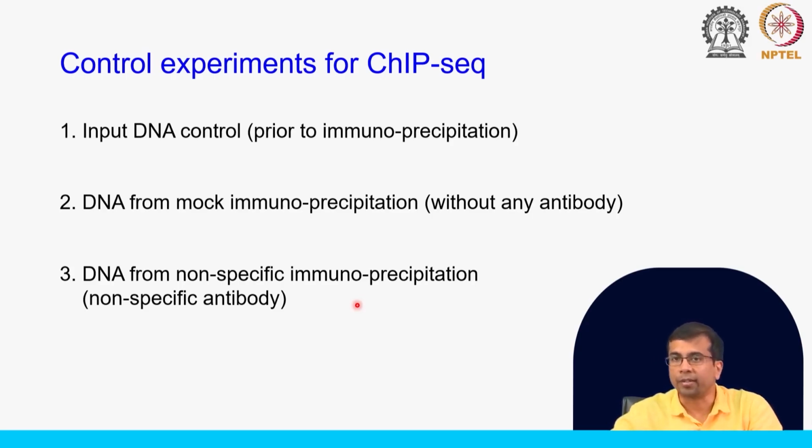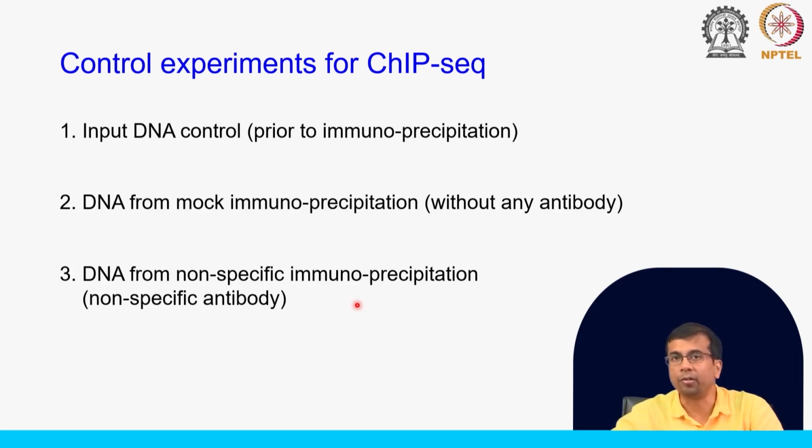So, all these controls try to understand the enrichment from the sample preparation process itself, and the goal is to distinguish this technical variation that we generate from actual biological variation. The third type of control is DNA from non-specific immunoprecipitation, where we can use a non-specific antibody that should not enrich for the binding regions of this protein. Again, this is accounting for the non-specific enrichment.